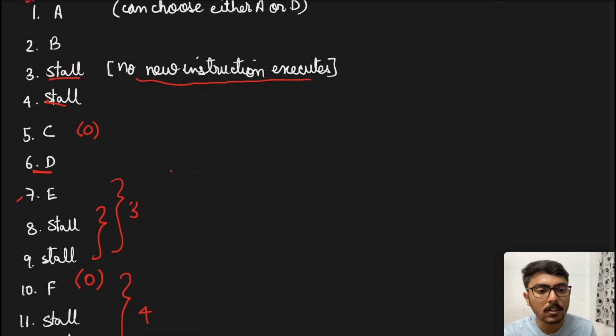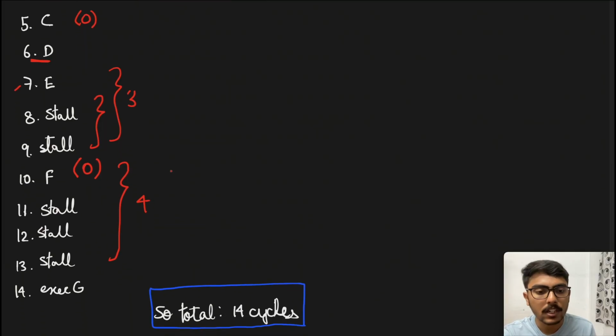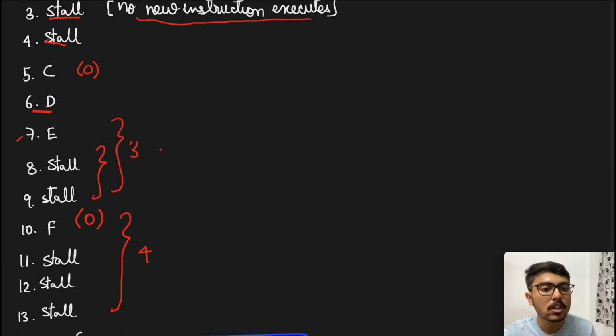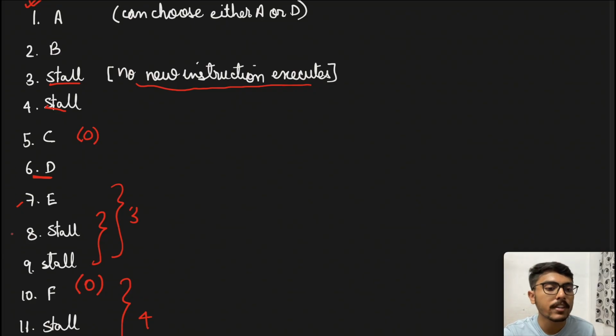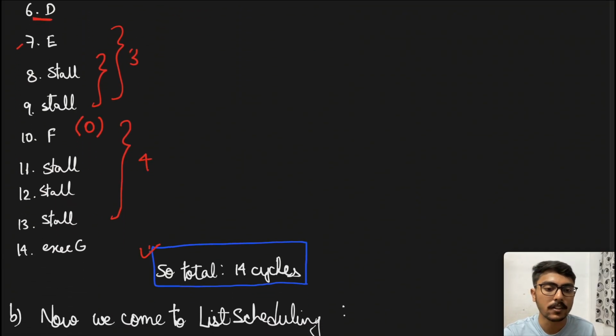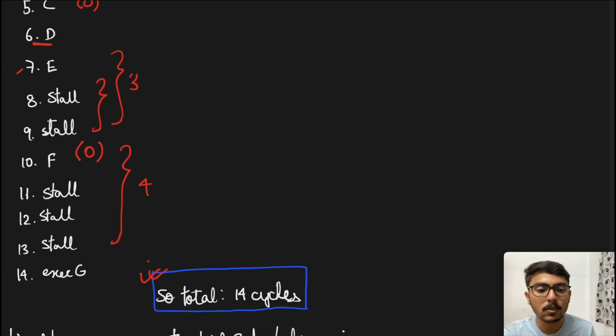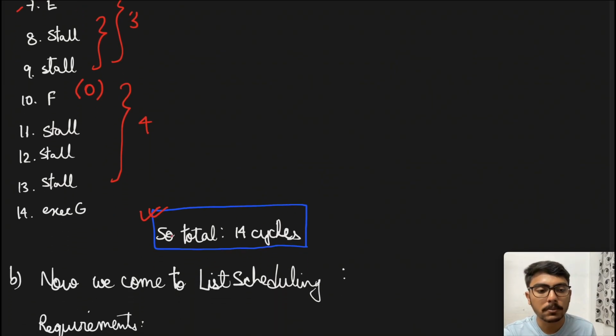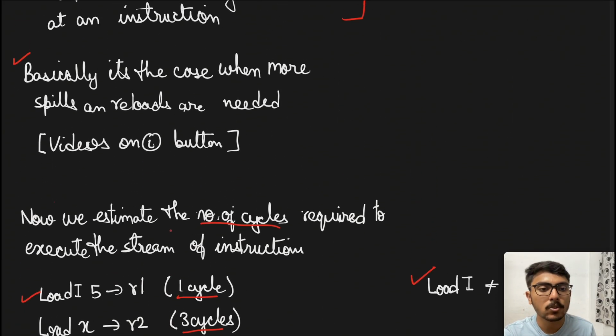I hope this is clear, right? So then we need to calculate the total number of cycles which we took. Since we kept a count of that, it's just 14. So I hope this makes sense. Now we move to the next part of the problem. Let's go and check what that was.